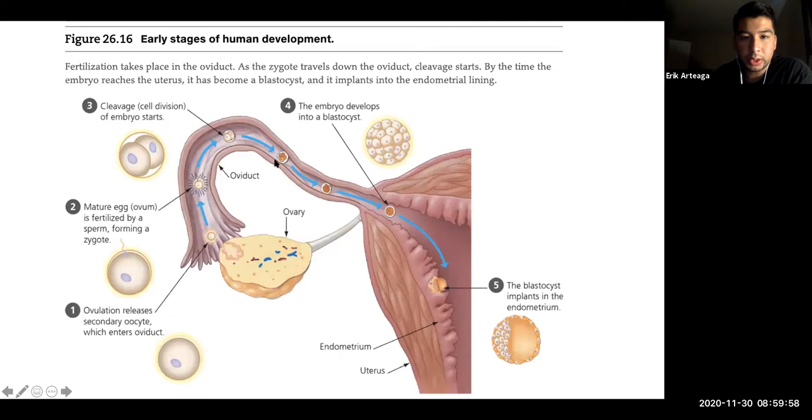Fertilization occurs in the oviduct, and the implantation occurs in the uterus. Okay, so this is an endometrium, and then the implantation. Remember, this is going to be full and ready to go, full of blood and vascularity. That's going to allow for the nutrients to be given to that child, that zygote, the fertilized egg.